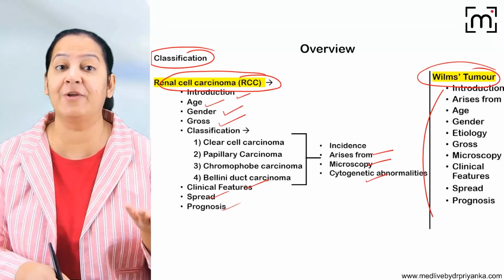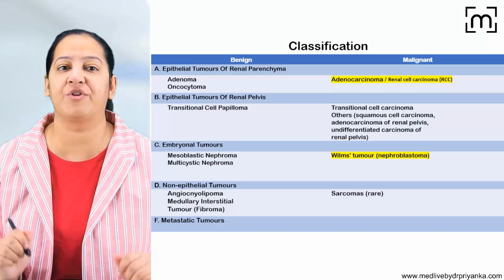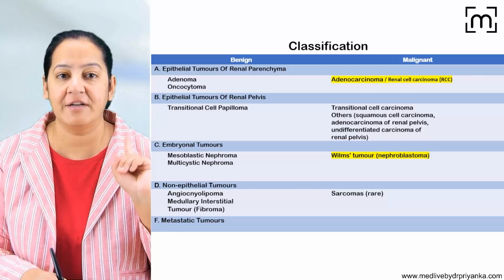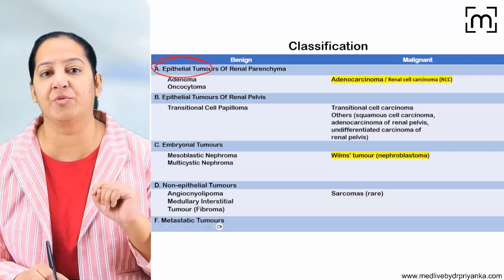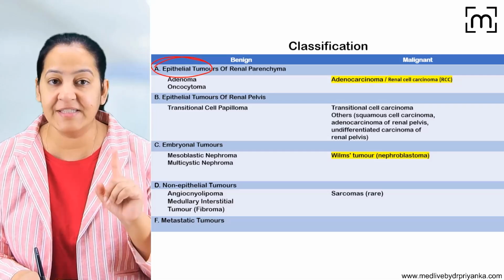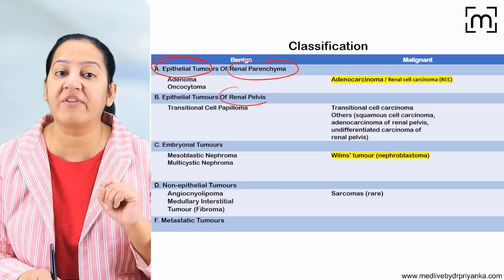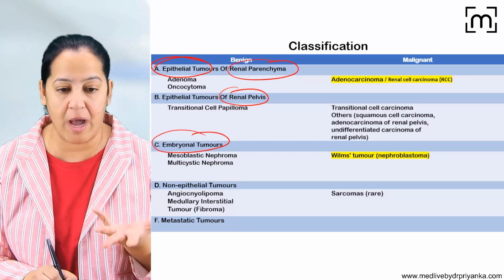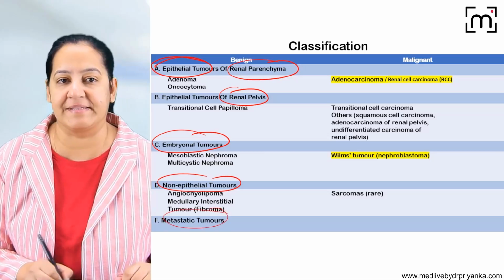First of all, let me tell you the classification of tumors of kidney. Here you can see the overall classification. We divide the tumors of kidney into 5 categories: the tumors which arise from the epithelium of the renal parenchyma, the tumors which arise from the epithelium of the renal pelvis, the tumors which are embryonal in origin, the tumors which are non-epithelial, and the tumors which are metastatic.